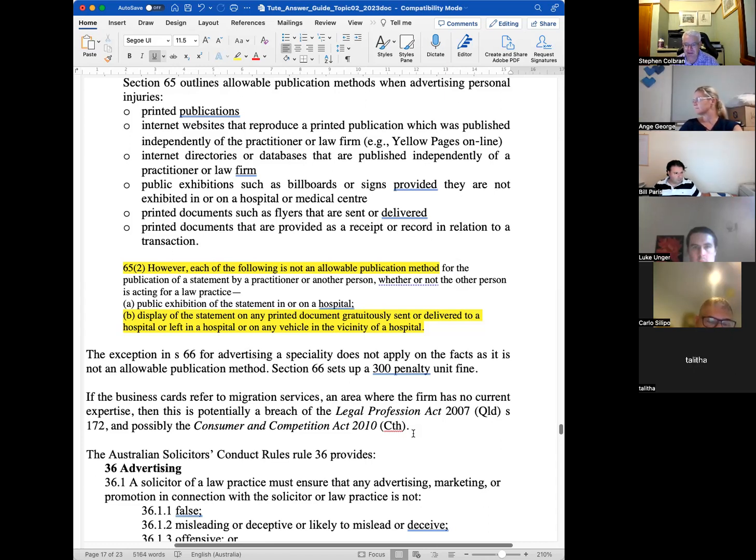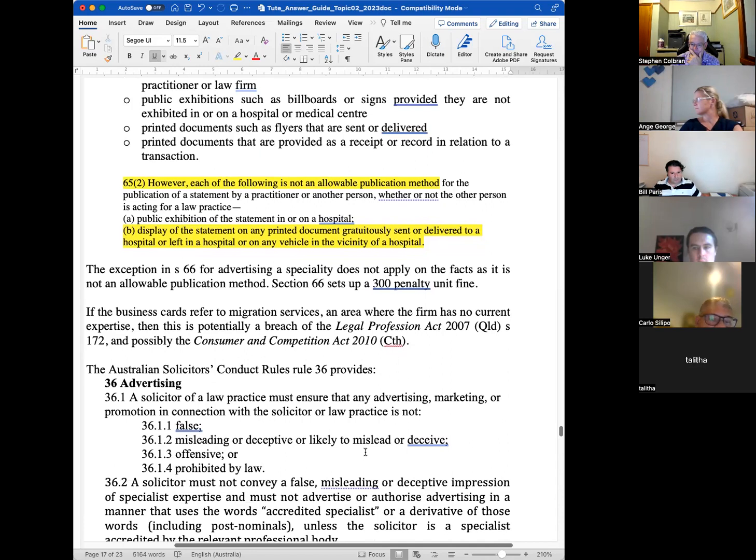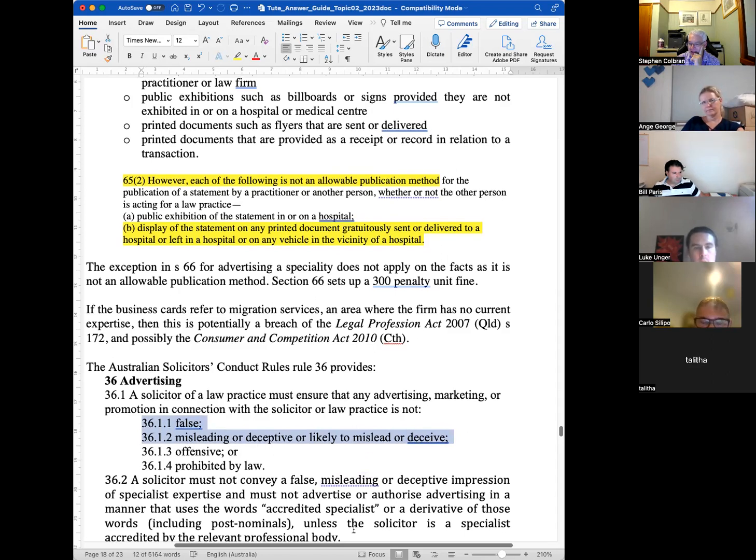So this actually is more in terms of what's written there. You can see about advertising. 36(1), something that's false, misleading or deceptive, or likely to mislead or deceive, offensive or prohibited by law. So this is potentially more likely to be 36(1.1), 36(1.2). If you're advertising services that you can't currently offer, then that's really a false statement, isn't it? Or at least misleading or deceptive, or likely to mislead or deceive.